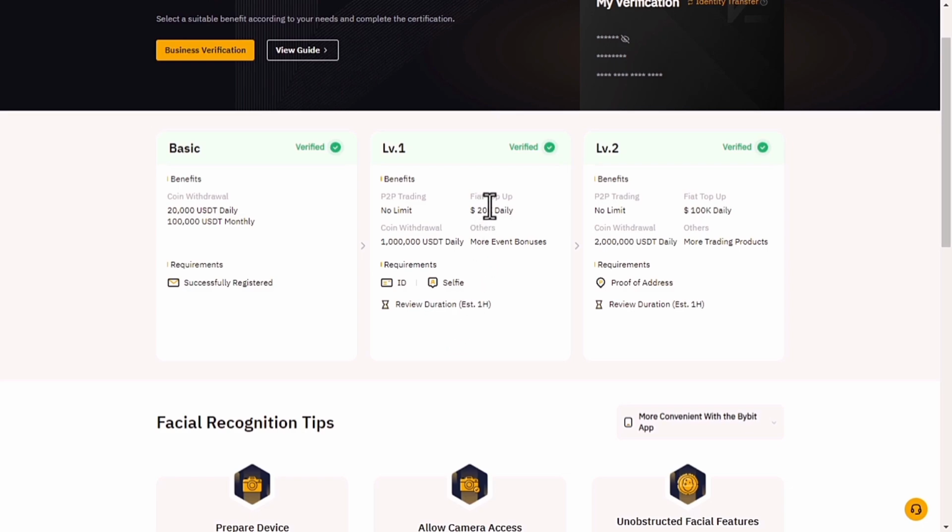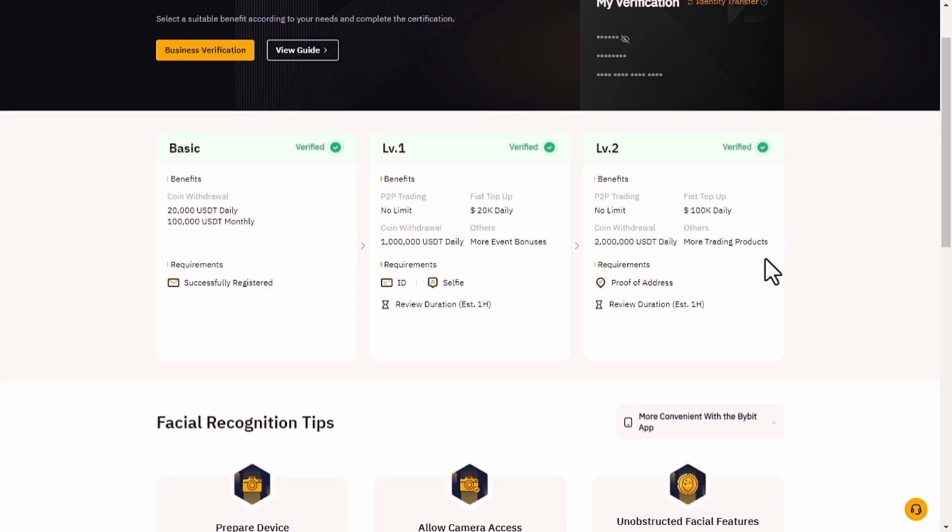You can do fiat top up to 20k daily, and you can do coin withdrawals worth up to 1 million USDT daily, which I think can serve almost everyone. More event bonuses are things which you can research for yourself. The requirements are, as I told you, the ID verification and a selfie, and the estimated duration is 1 hour, but for me it was less than 5 minutes.